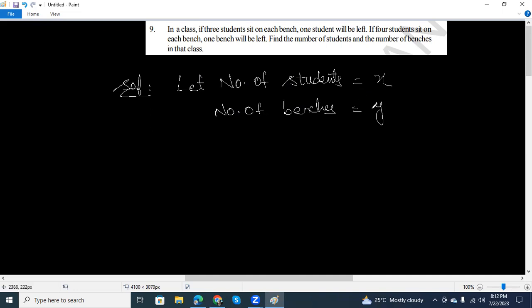Now the first condition is 3 students sit on each bench. Bench is y. 3 students means 3 into y. Number of students will be 3 into y. 1 student will be left, plus 1. So let's write the equation for the number of students. x is equal to 3 students in y benches, so 3y. 1 student will be left means an extra 1 student is there.